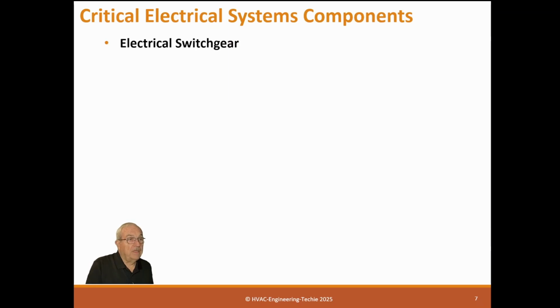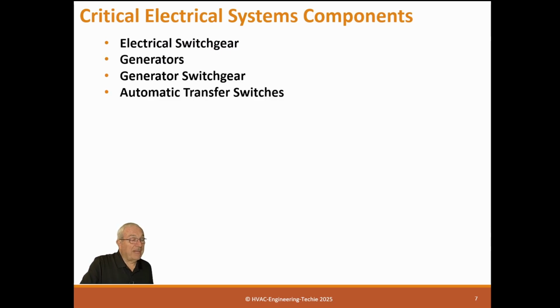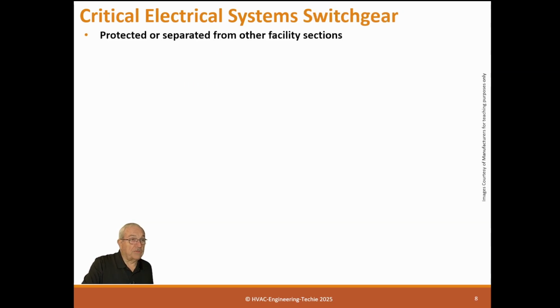So the critical components of the system are electrical switchgear, of course, generators, generator switchgear, automatic transfer switches, and UPS systems and UPS switchgear. So it's anything that's associated with those critical systems that provide the electrical power to those critical systems.